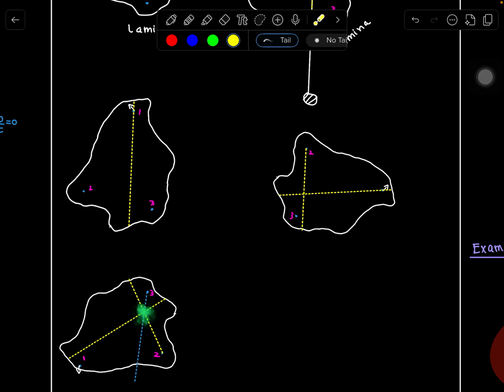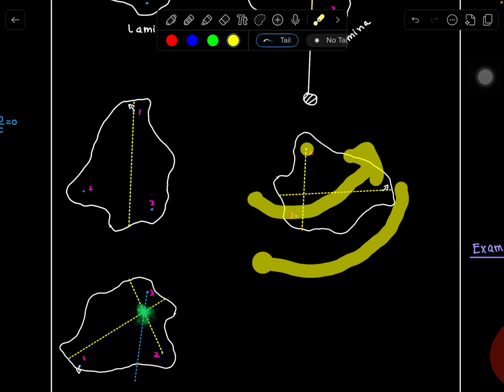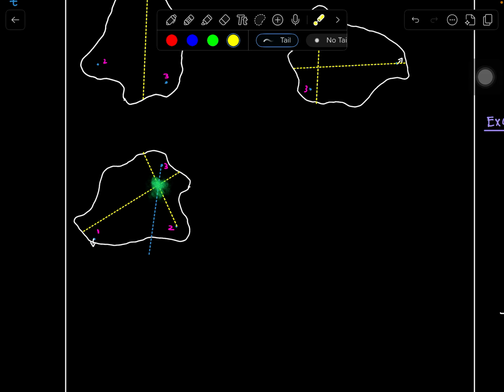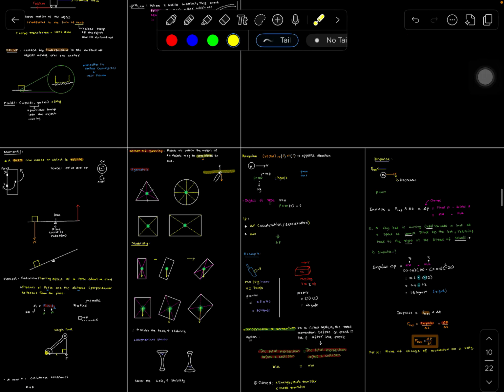We poke a hole, we put a pin in the second hole, we let it rotate as much as it wants, and then we make it settle down. Once it settles, we draw a line down like that. We do the same thing for the third one. We wait for it to settle and then we draw a line. And the point where the 3 lines intersect, that is the center of gravity of that irregular object. Okay? So that was it for this one.